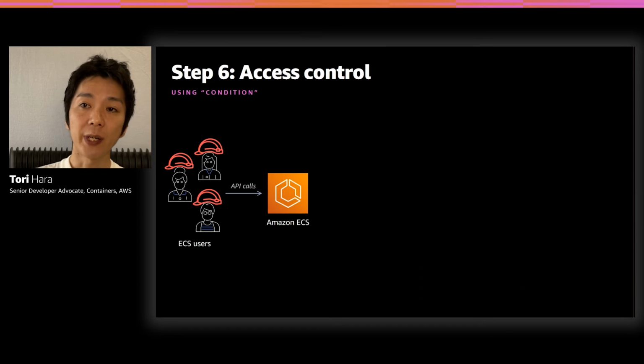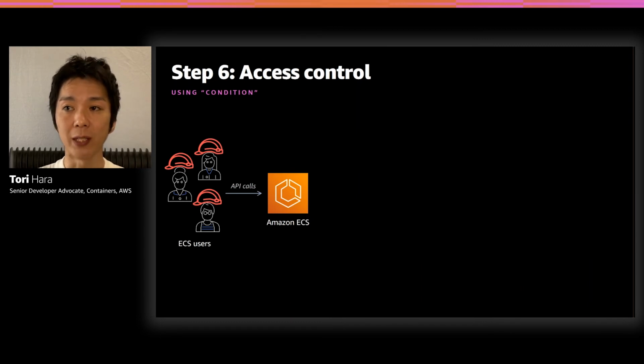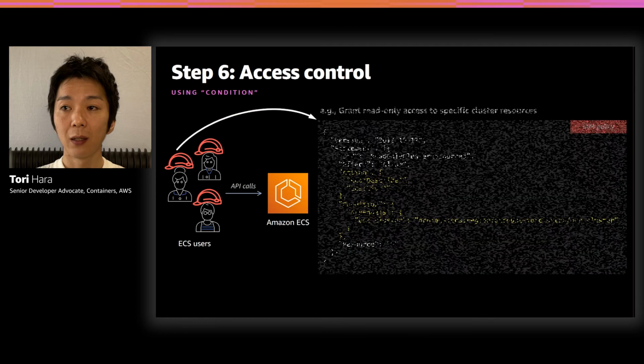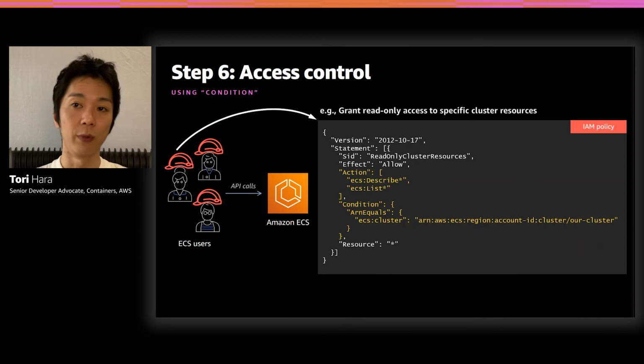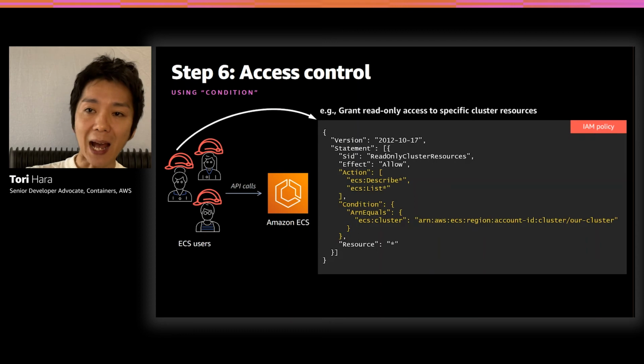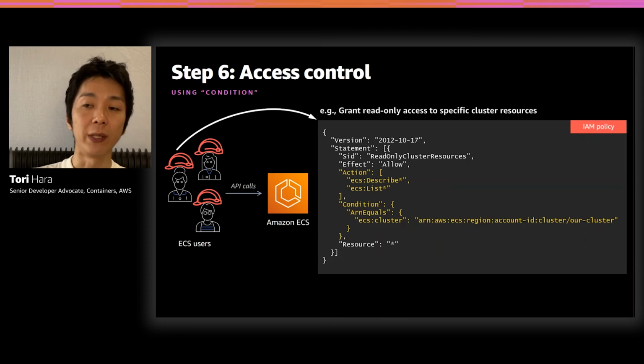And next, we can use a condition in IAM policies. So let me explain a little. So this IAM policy basically allows all ECS API calls that start with describe or list. So a user with this IAM policy can call ECS APIs like describe clusters, describe tasks, list clusters, or list services, for example. But it's actually not for all ECS resources.